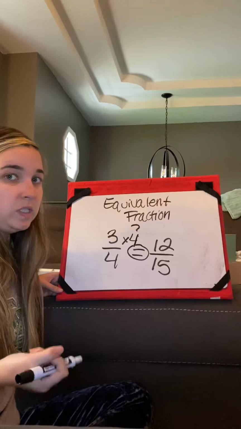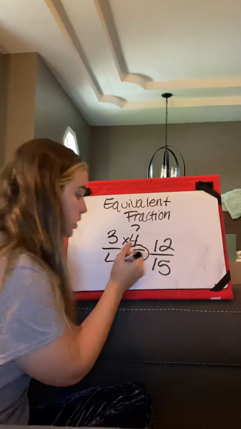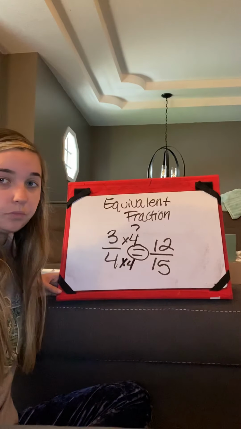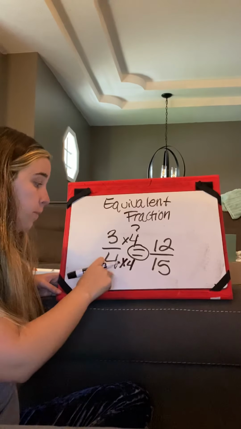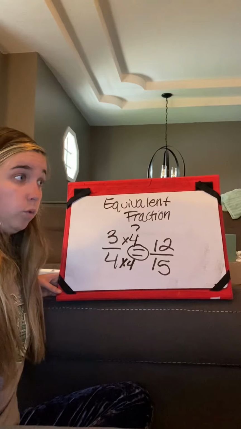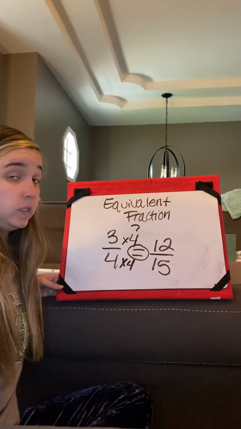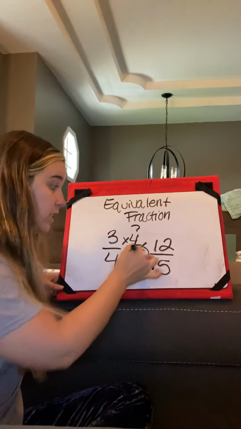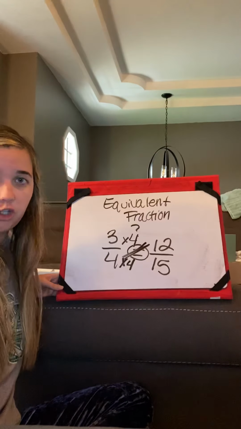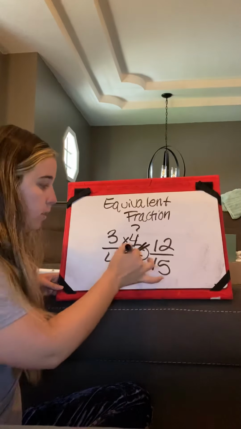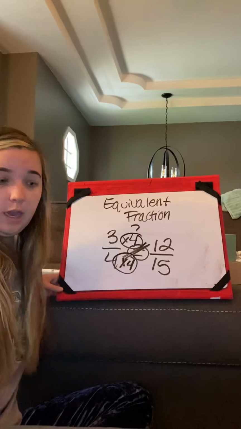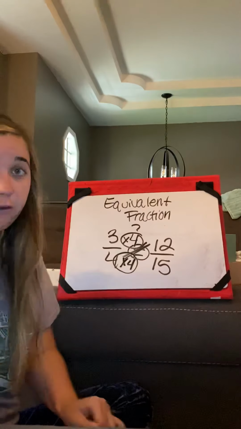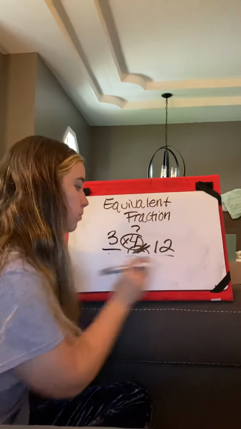But we have to use the same thing on the bottom. So what we're saying is this also has to be multiplied by 4. Well, if I multiply 4 by 4, 4, 8, 12, 16, that does not equal 15. So therefore, 12/15 is not an equivalent fraction, okay? Because they have to be able to be multiplied by the same thing on the top and the bottom, in the numerator and the denominator, to be an equivalent fraction, okay?